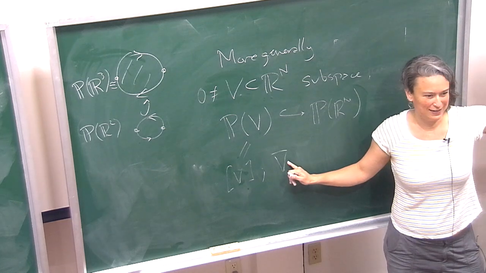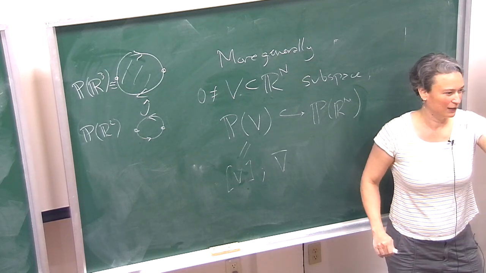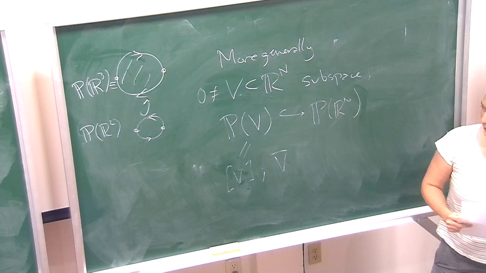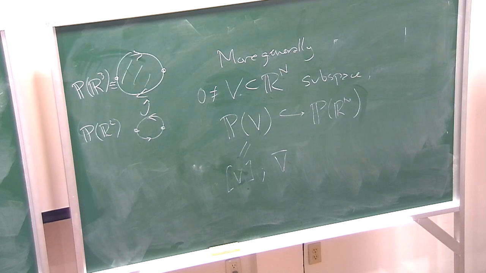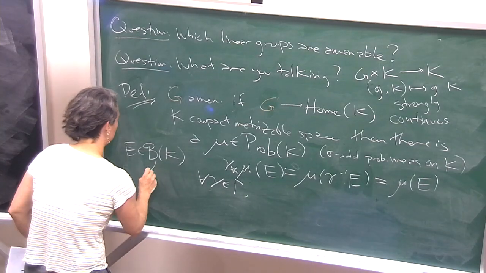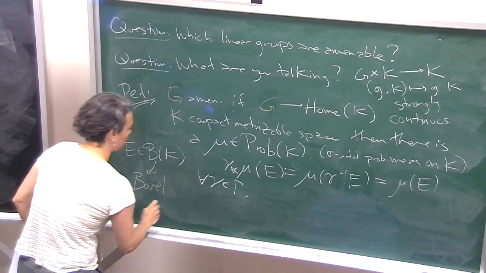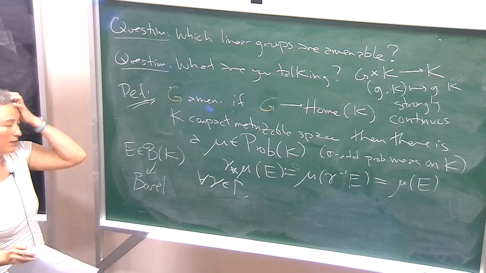Were you going to add something more to my statement? And you had a question. I didn't remember what E was over there. Oh, yeah. So E is a Borel measurable set. This. Okay.